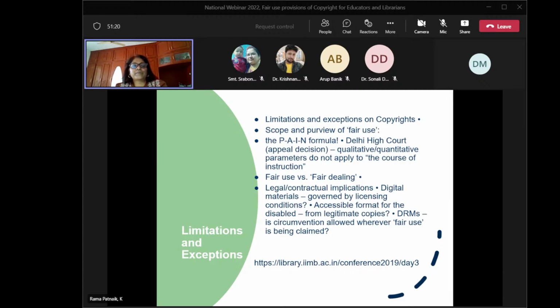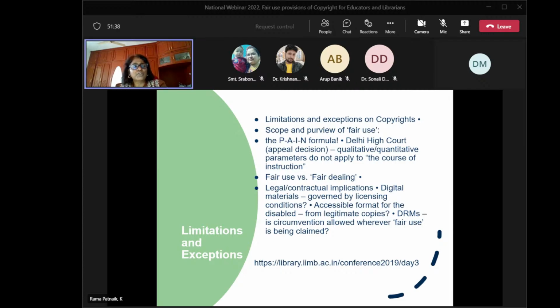So as I said, in the Indian context we use the term fair dealing, which is also known as fair use. The terminology of fair use is usually used in the context of US copyright law.